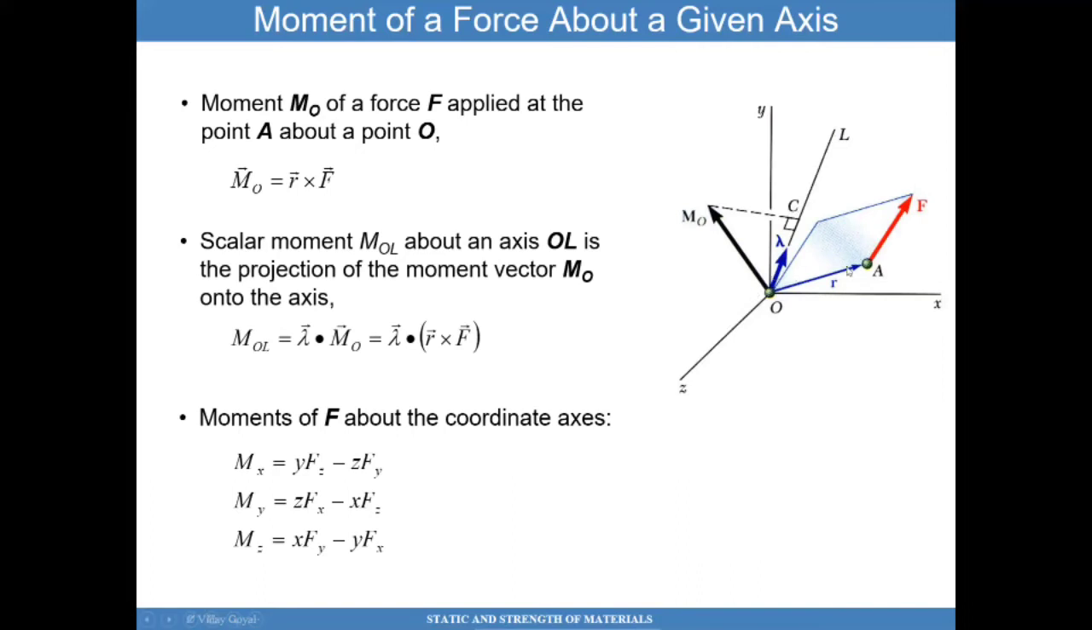Calculate R cross F to find the moment about a point along the axis for which you want to calculate the moment. Once you have that, you can project that moment, which is a vector, onto a unit vector that's along the axis L. Once you do that dot product, you can calculate the magnitude of that moment about that axis.